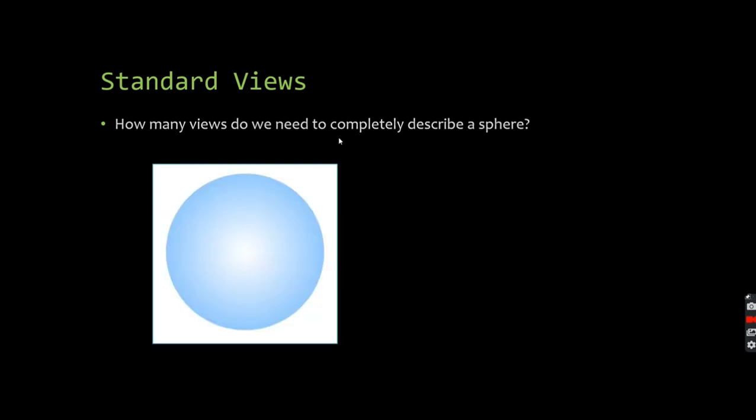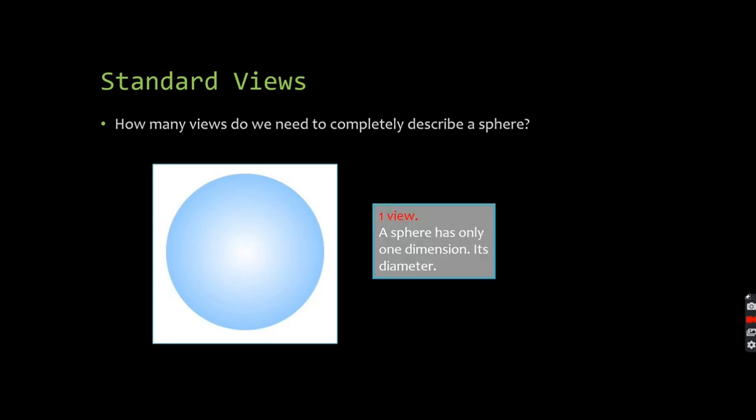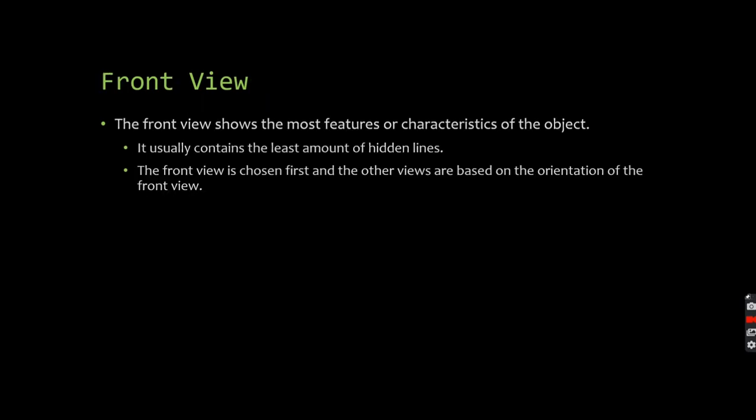How many views do we need to completely describe a sphere? Yeah, that would be one, the diameter, and that is it. The front view shows the most features or characteristics of the object. It usually contains the least amount of hidden lines. The front view is always chosen first, and the other views are based on the orientation of the front view.